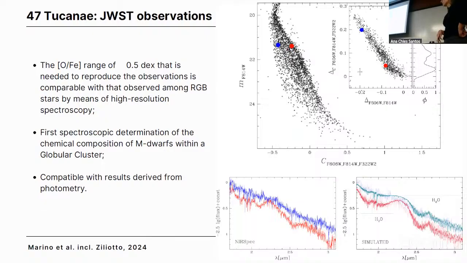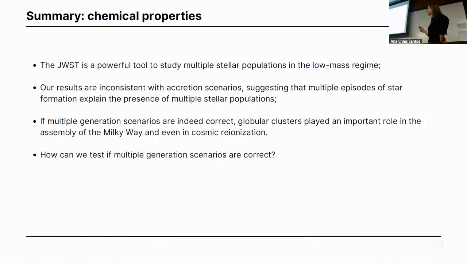Then for M92, we also analyzed the spectra. Again, the variations that we obtain among first and second population stars are the same as for higher mass stars, so again this is ruling out the accretion scenarios. A summary so far: we can use JWST to successfully classify first and second population stars because of their differences in oxygen content. Our results are inconsistent with accretion scenarios, and the only thing that we have left are scenarios predicting multiple episodes of star formation.